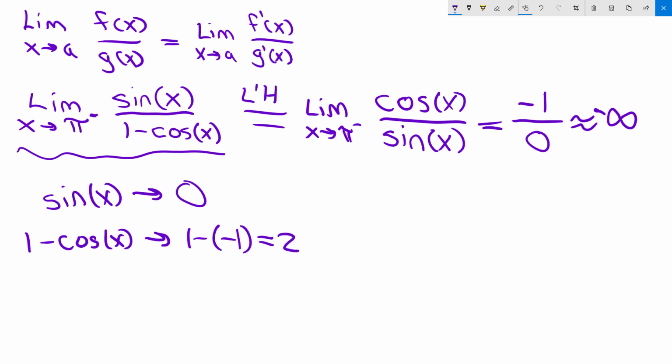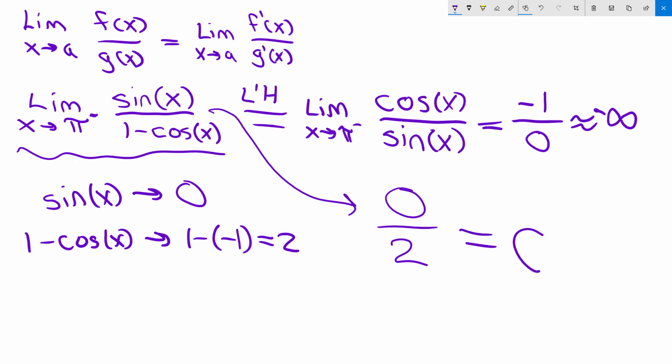Notice this actually isn't an indeterminate form. If we just plugged in values into the functions as they were, we just get 0 divided by 2, which is 0. A form that we can actually figure out the value of just by looking at it. So it's not indeterminate. And notice how these give us different answers. Well, this answer of 0 is the correct one. Sine of x divided by 1 minus cosine of x does approach 0 as x approaches pi.